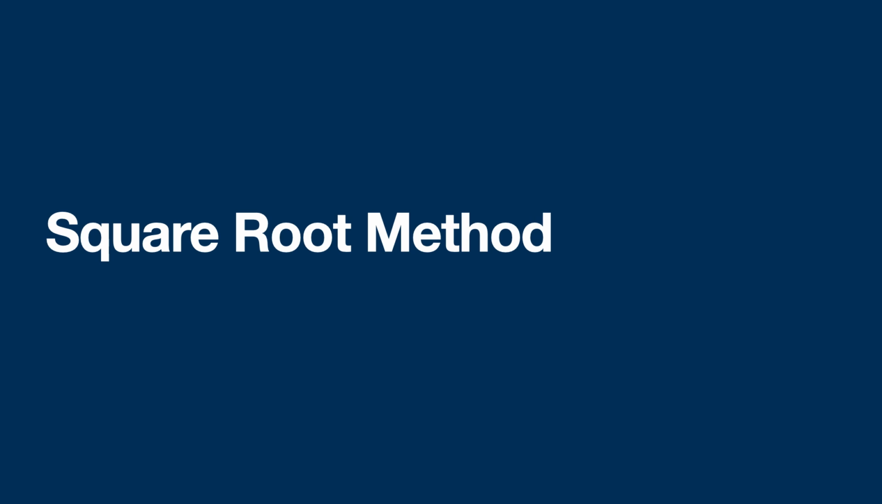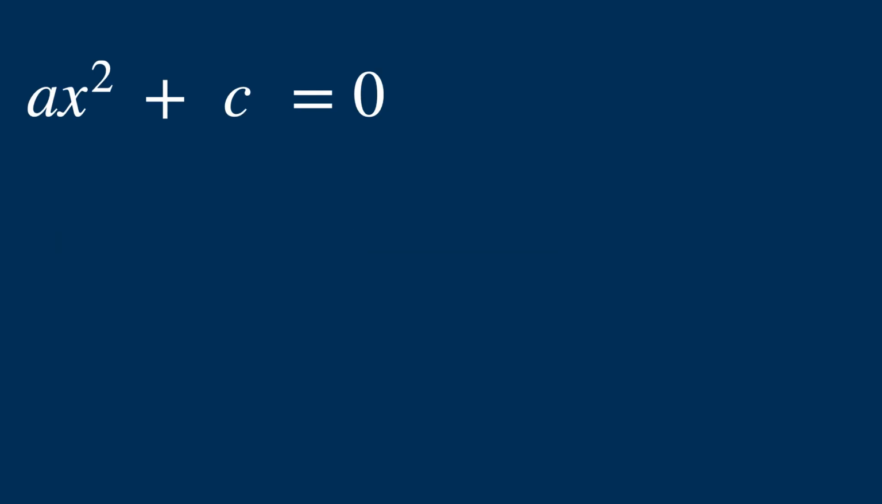All right, ladies and gentlemen, today I'm going to teach you a fourth way to find the roots, the x-intercepts, the zeros, or the solutions of a quadratic equation. This method is called the square root method. All right. So look at this. It's at the top of your paper. It's got a little outline around it.